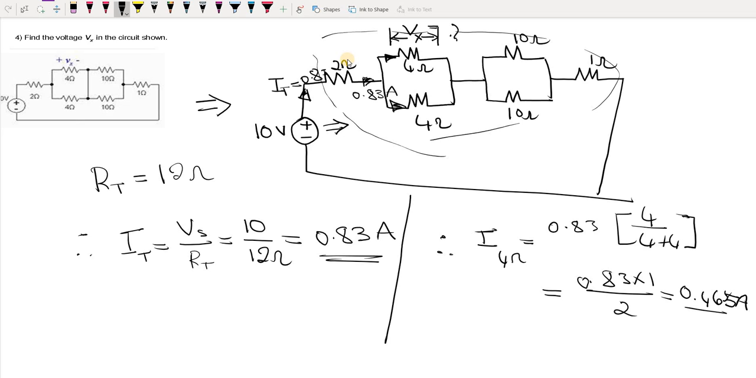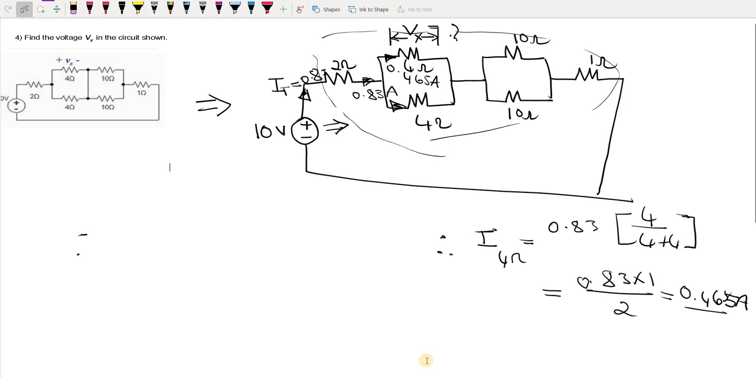Therefore, we can easily find the voltage now. Once we know the current here is 0.465 amps, I can find the voltage across that resistor. I'm sorry for my handwriting and other, because I'm not comfortable with this writing board. Whatever it is, no problem, we'll improve upon it.